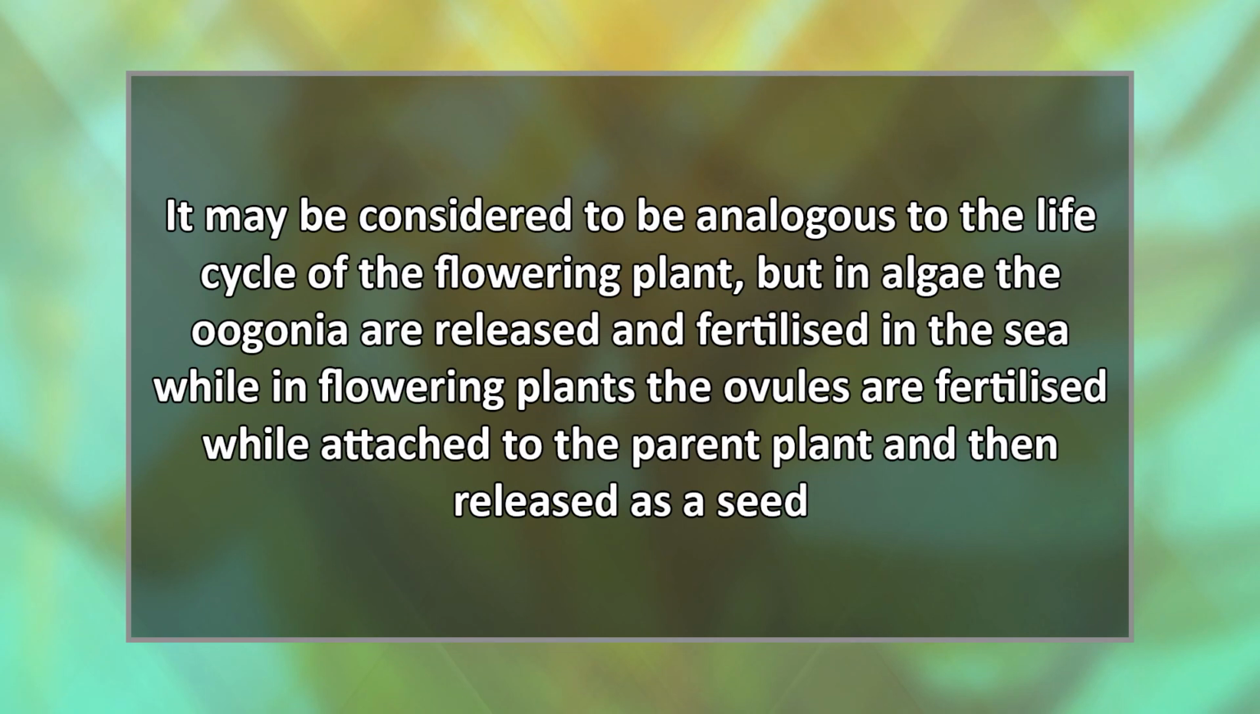It may be considered to be analogous to the life cycle of the flowering plant. But in algae, the oogonia are released and fertilized in the sea, while in flowering plants, the ovules are fertilized while attached to the parent plant and then released as a seed.